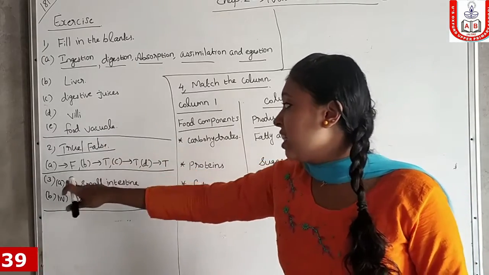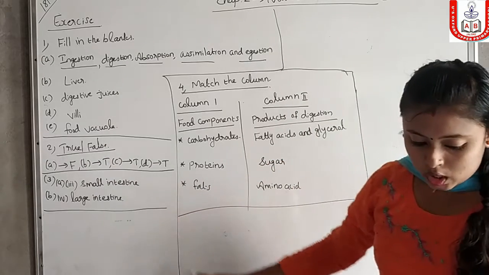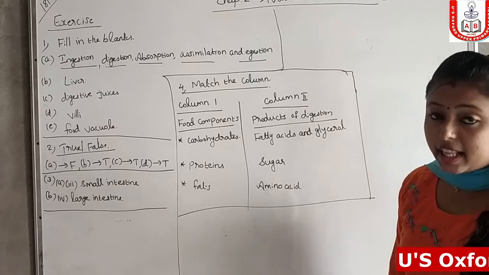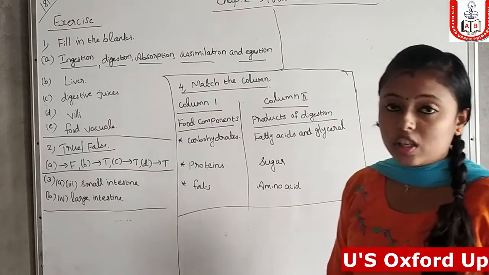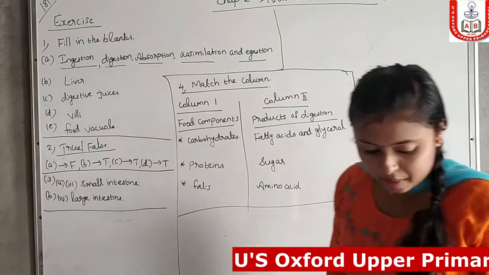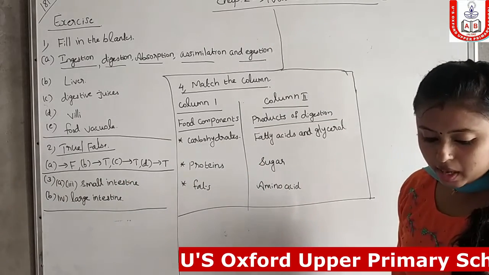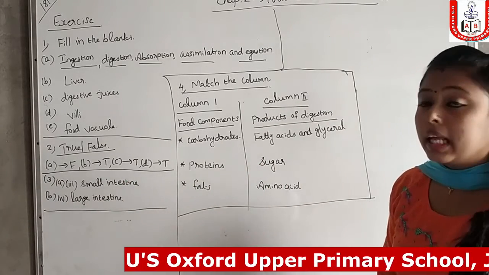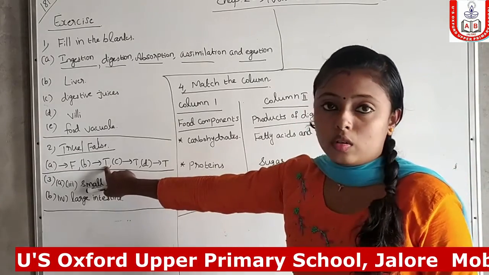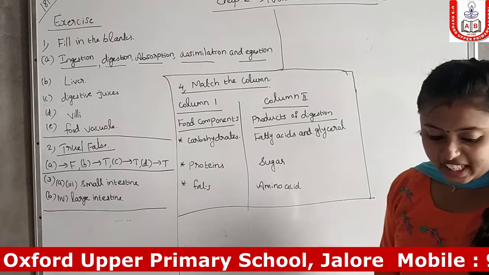Second question is true or false. First one: digestion of starch starts in the stomach. That is a false statement. Next: the tongue helps in mixing food with saliva. That is a true statement.